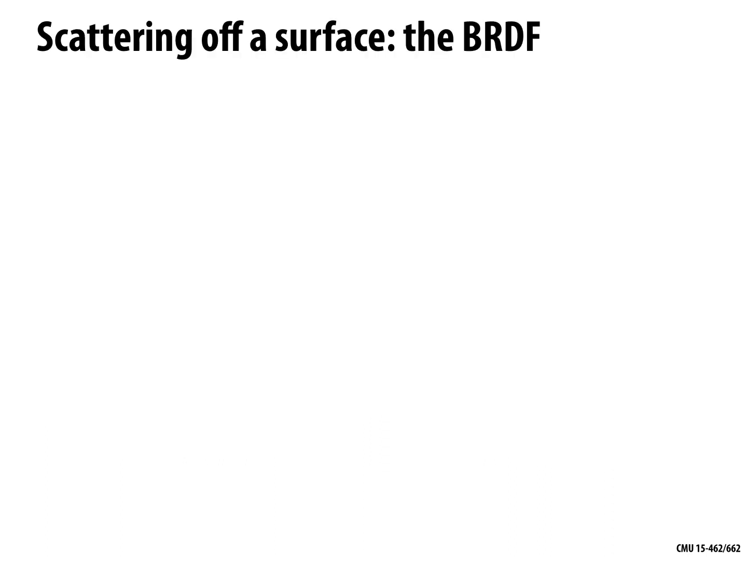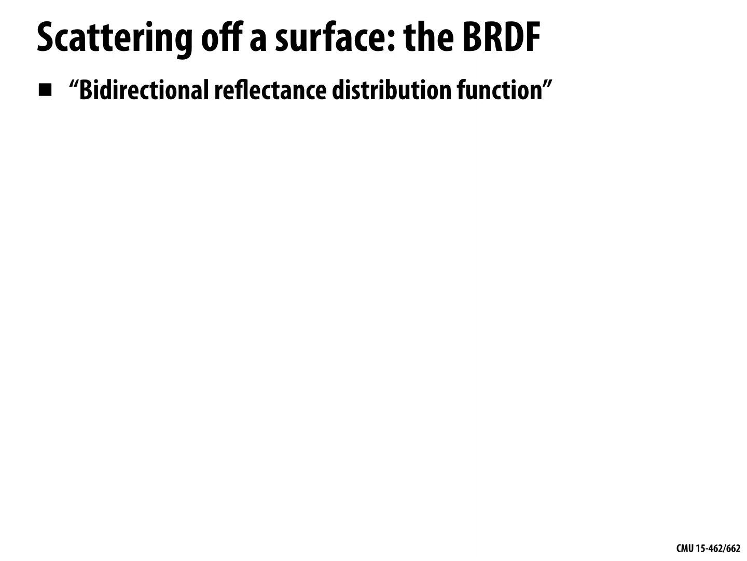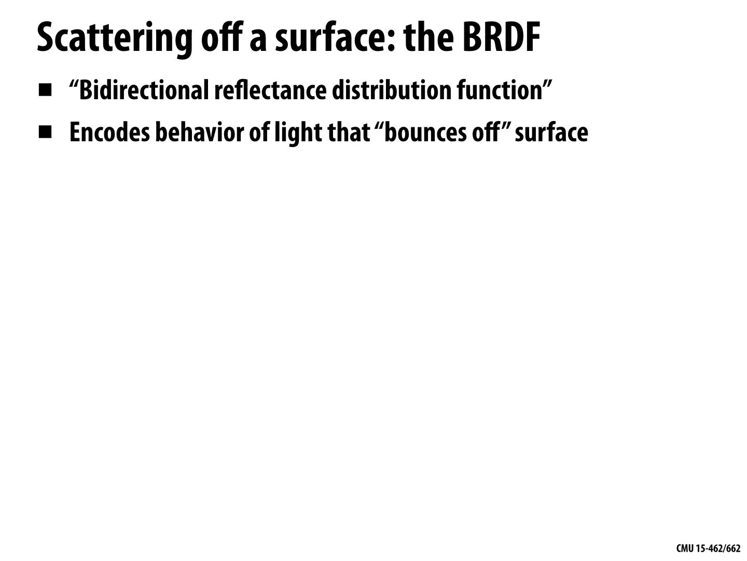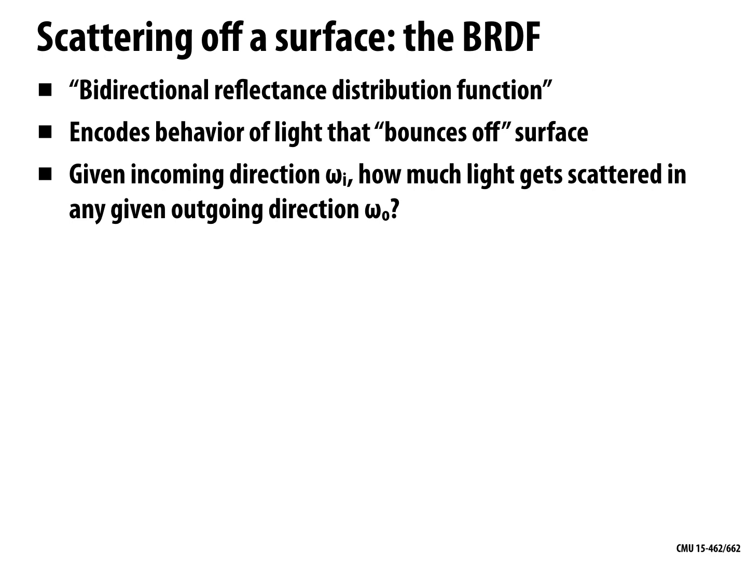How do we describe this reflectance function? Well, we have something called the BRDF, or the bidirectional reflectance distribution function. What this does is it encodes the behavior of light that bounces off the surface. So given the incoming direction omega_i, how much light gets scattered in any given outgoing direction, omega_o? We're going to describe this as our function f_r. And just to make it clear what's the incoming and outgoing direction, we'll sometimes write it with this little arrow.